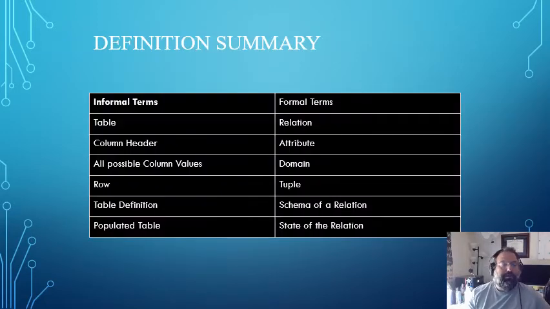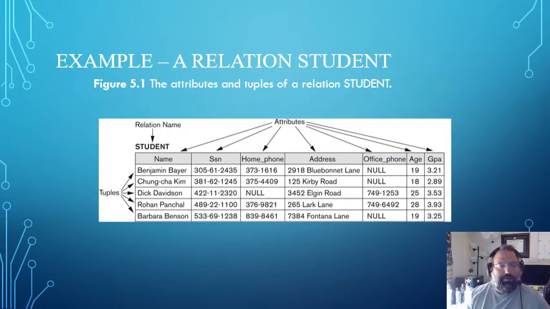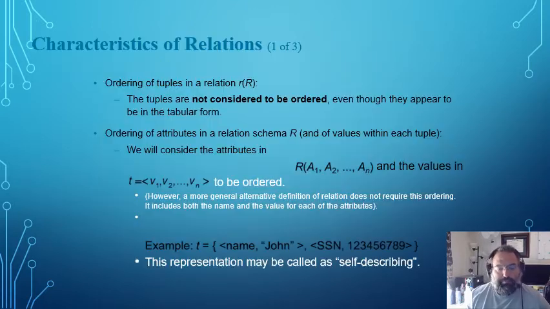Definition summary, informal and formal terms. Informally it's a table; formally it's a relation. Column header is an attribute. All possible column values is the domain. The row is a tuple, the table definition is the schema of a relation, and the populated table is the state of the relation. An example, Figure 5.1, circling back to it: we have a relation named Student with tuples, which are essentially the rows, and then the attributes, which are essentially the columns.